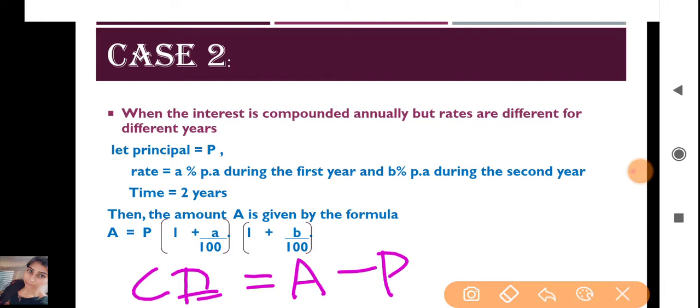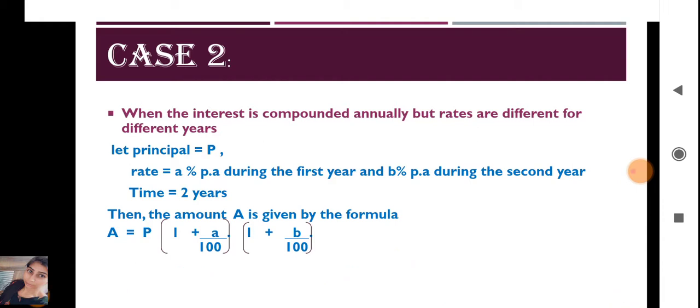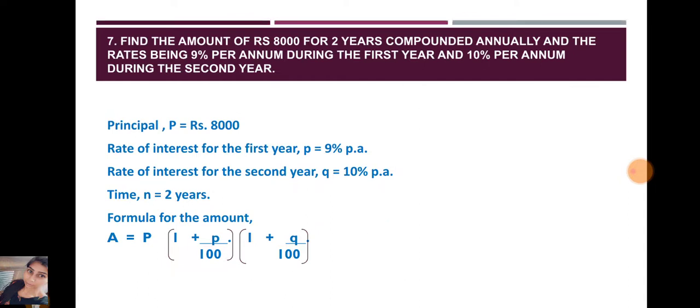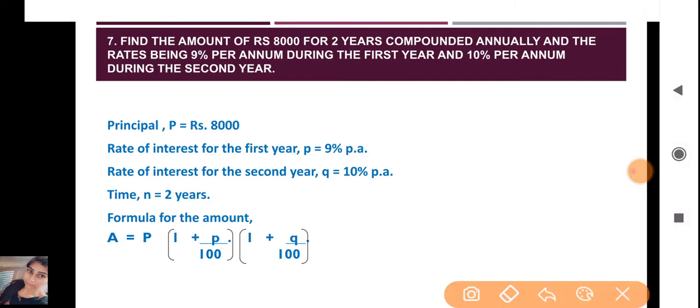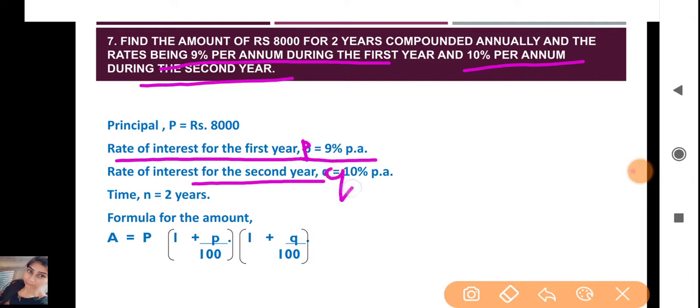So now let us take one more example and we will discuss these things in detail. My next question is: find the amount of rupees 8,000 for 2 years compounded annually. Just see, compounded annually is written. So this is my 8,000 and 2 years is my duration. So n is 2 years and 8,000 is my principal. The rate is 9% per annum during the first year and 10% per annum during the second year. That means here I have taken the rate of interest for the first year as small p and the rate of interest for the second year as small q. You can take any alphabet as per your convenience. So the first one is given as 9%, the second one is given as 10%.